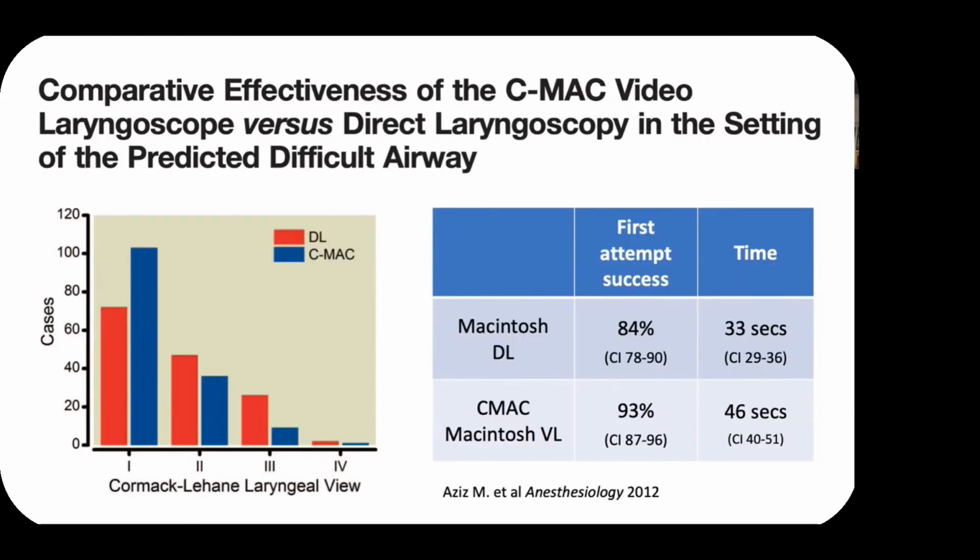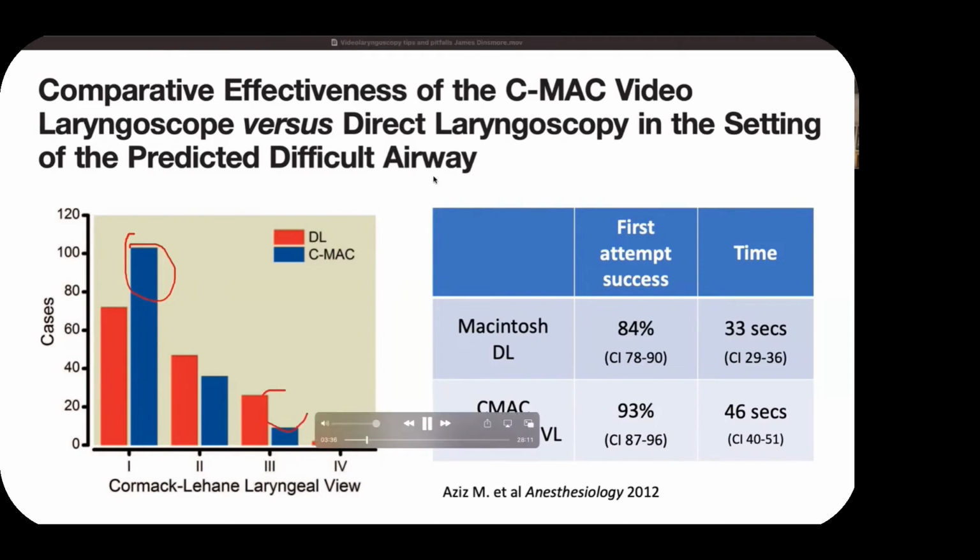This is an example of one of many studies that show the benefit of Macintosh videolaryngoscopy over Macintosh direct laryngoscopy. In this case, 300 patients with predicted difficult airways were randomized to being intubated with a conventional direct laryngoscope or with a Macintosh videolaryngoscope. The blue bars depict the videolaryngoscope patients, and you can see that there were far more grade 1 laryngoscopies and far fewer difficult laryngoscopies.